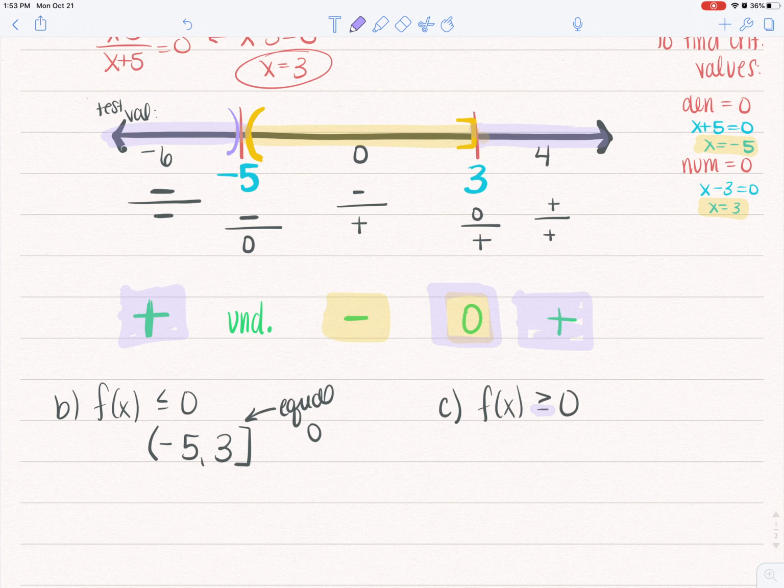So this one is getting a parenthesis, again, because it's not equal to 0. So I'm going to have negative infinity to negative 5 with a parenthesis, union. My next one, 3, is getting a bracket because at 3 the value is 0. So then I have bracket 3 to infinity.